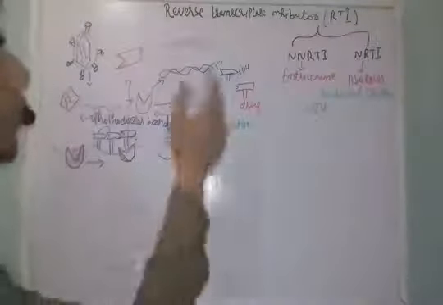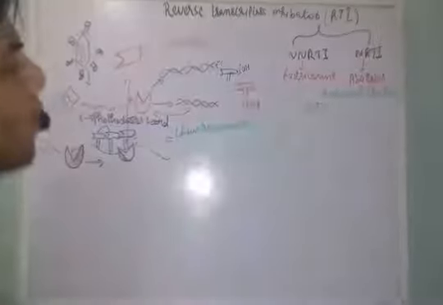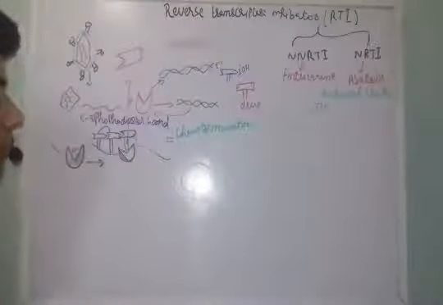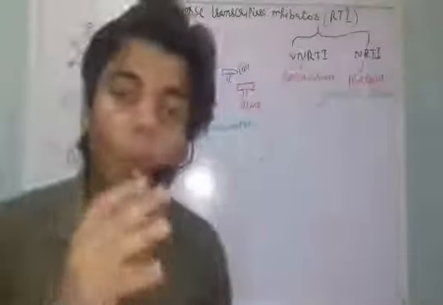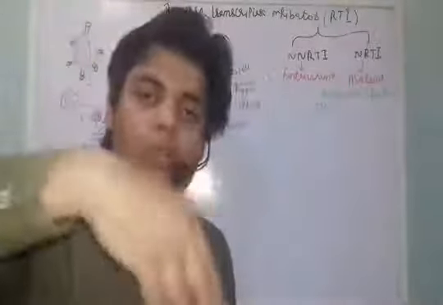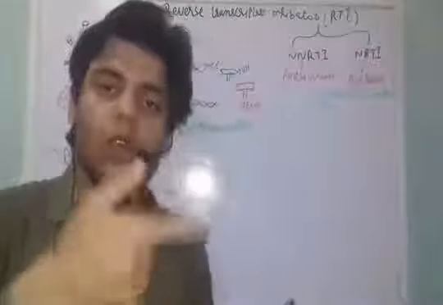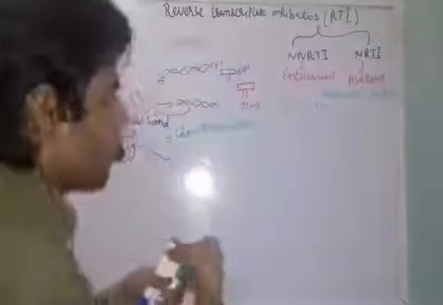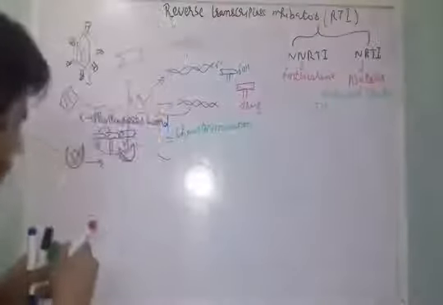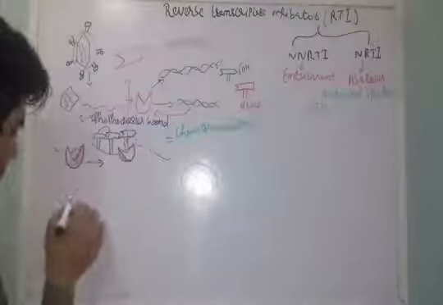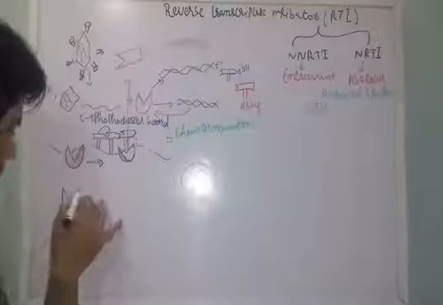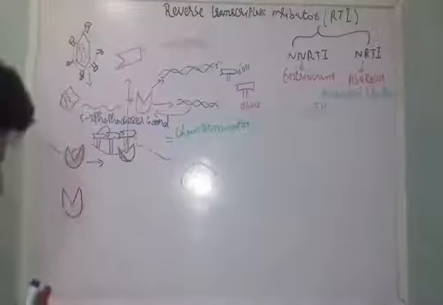Now let's talk about the next drugs, which we call non-nucleoside reverse transcriptase inhibitors. In this case, these drugs will directly bind to the enzyme. If I draw the structure, this one is the enzyme. If I draw it here once again, let's suppose this is the enzyme. This is the active site of the enzyme. Fine.